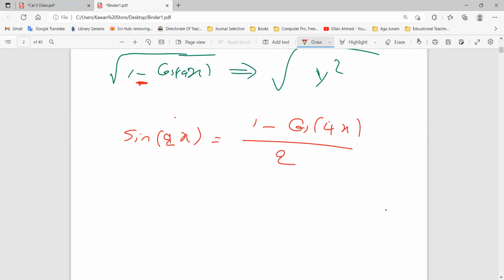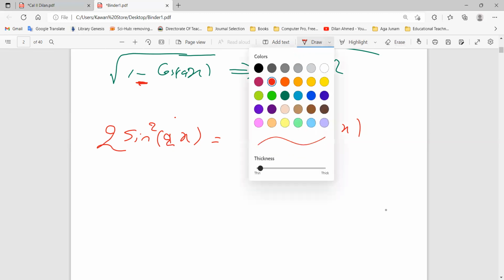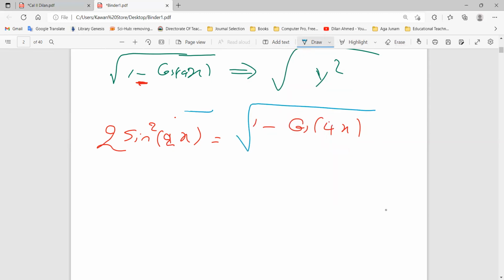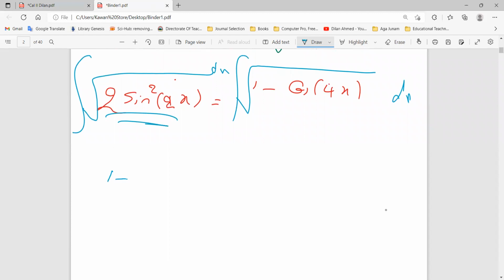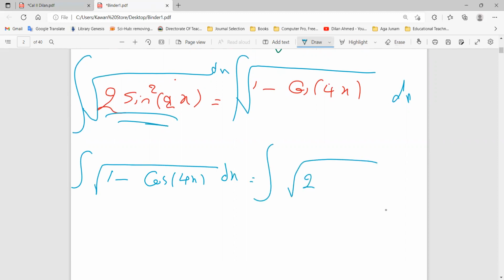Now we multiply both sides by 2. I'll get what? Am I right? Then I take the square down here. Do not forget about that. Now I'm going to take the square root of both sides. Also, I can take the integral of both sides and answer. That part is easier. Why? Because of the square. So instead of writing the integral of 1 minus cosine 4x dx, I'm going to solve the integral of 2 sine squared 2x dx. Am I right?